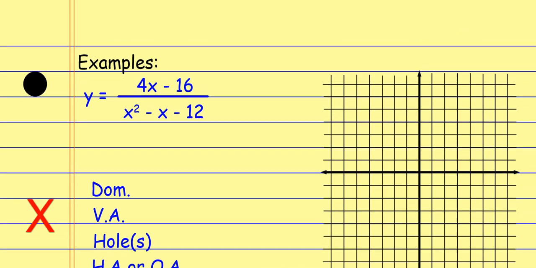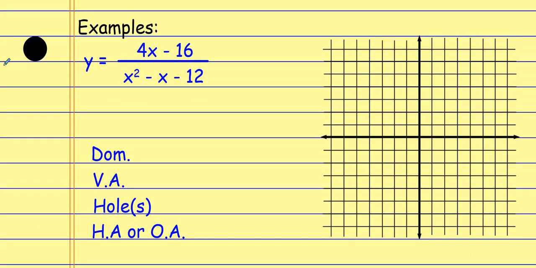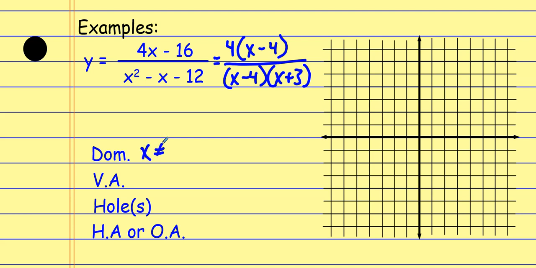Again, we're just going through this process of finding these different pieces. So let's start with the domain. You have to factor this thing in order to find the domain. So let's factor this thing completely. Here I factored out the 4. That leaves me with an x minus 4. In the denominator, I build a bridge. That factors into an x minus 4 and an x plus 3. And now from here, the domain, x can't equal 4 or a negative 3. And that's just from setting the denominator equal to 0.